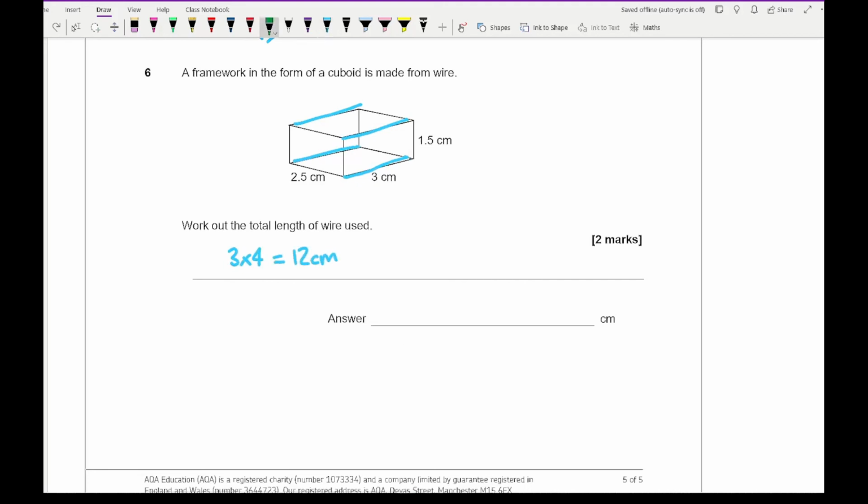Then looking at the other side, let's look at this one here. How many of those can I see? Well, again, I've got 4 of those. So I've got 2.5 times 4. So it's 2.5 times 2 times 2, which is 10. And then finally, looking at these little height ones, we've got 1, 2, 3, 4 of those. So we've got 1.5 times 4, which is 1.5 times 2 is 3, times another 2 is 6. So if I then add those 3 numbers together, I get a total answer of 28 centimeters. And there we are done.